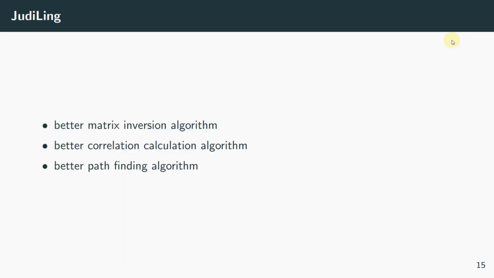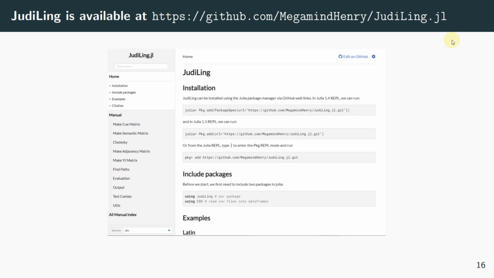We have for JudiLing better algorithms for inverting matrices, calculating correlations, and finding paths. Those better algorithms make the model use much less time to process and support larger datasets. JudiLing is now available online on GitHub. If you are interested, you can go there and find it documented in detail.